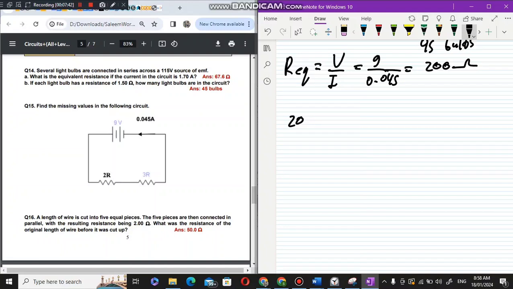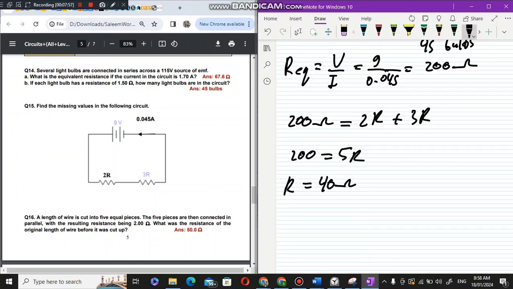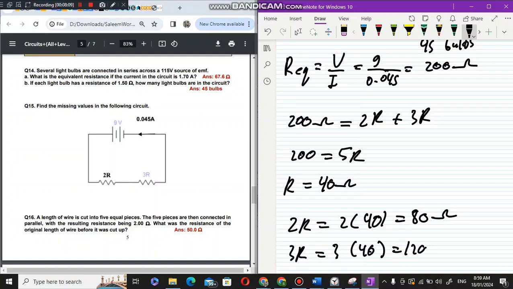Then we say that the 200 ohms is equal to the two resistors that are in series, the 2R plus the 3R, which means that 200 is equal to 5R, which means that R is equal to 200 over 5, which is equal to 40 ohms. Then we can calculate each one. So first one, 2R is equal to 2 times 40, which is equal to 80 ohms. And the 3R is equal to 3 times 40, which is equal to 120 ohms.